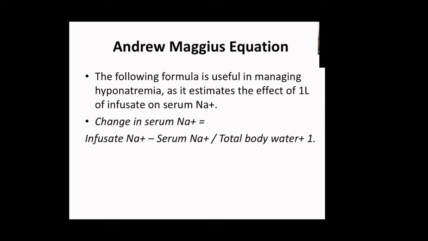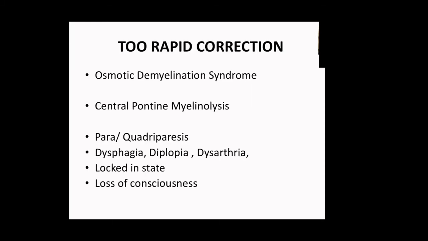Or you can use the Adrogue-Madias equation, infusate sodium minus serum sodium upon total body water plus 1. Here the infusate sodium is 154 if you are giving NS. If the infusate is hypertonic saline, you keep a value of 513. And ultimately you calculate the change in serum sodium, how much you want.